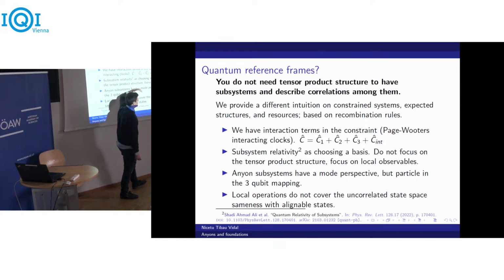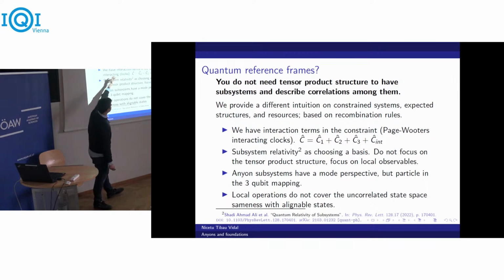If you think in the Hamiltonian formalism and in the Page-Wootters setting, this would mean that the clocks are interacting with the system. So this makes me wonder: if instead of this system you have a Hamiltonian system with interacting clocks, will some of the peculiarities and properties that we have found here in anyons also be present there? I would expect so.